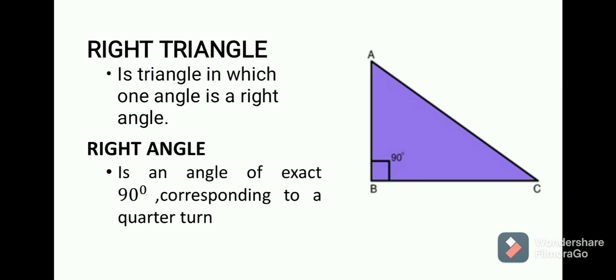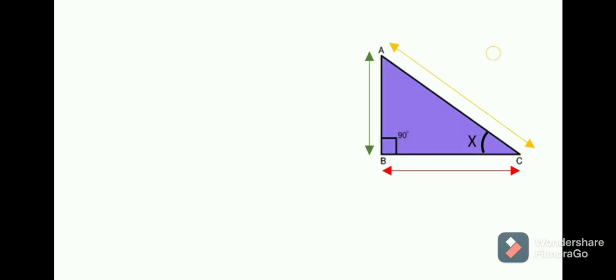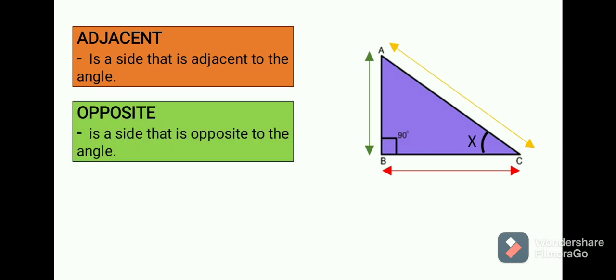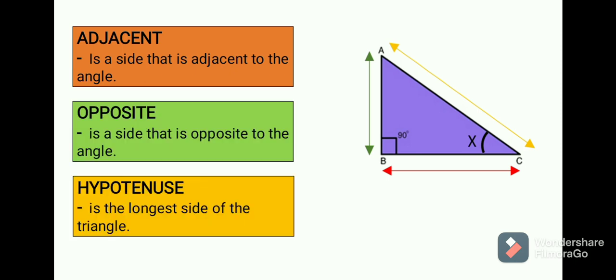Before we go to the example, we need to know first the three sides of the triangle. This is important in finding angles. So these are the three sides in the triangle: adjacent, opposite, and hypotenuse. Adjacent is the side that is adjacent to the angle. Opposite is the side that is opposite to the angle. Hypotenuse is the longest side of the triangle.